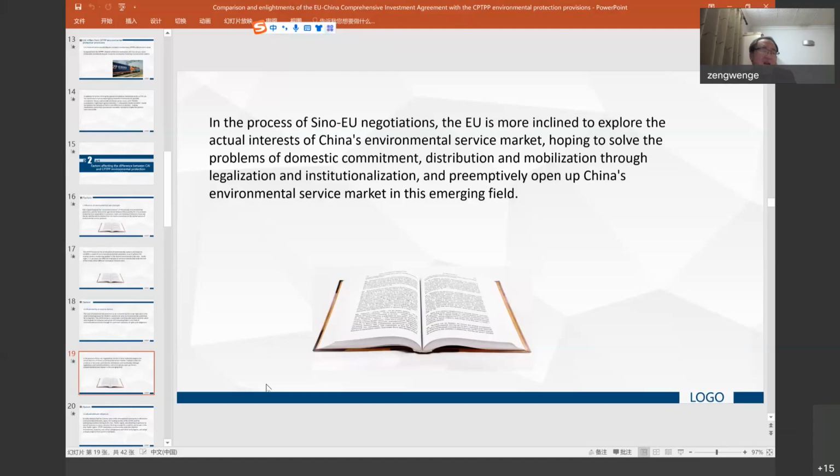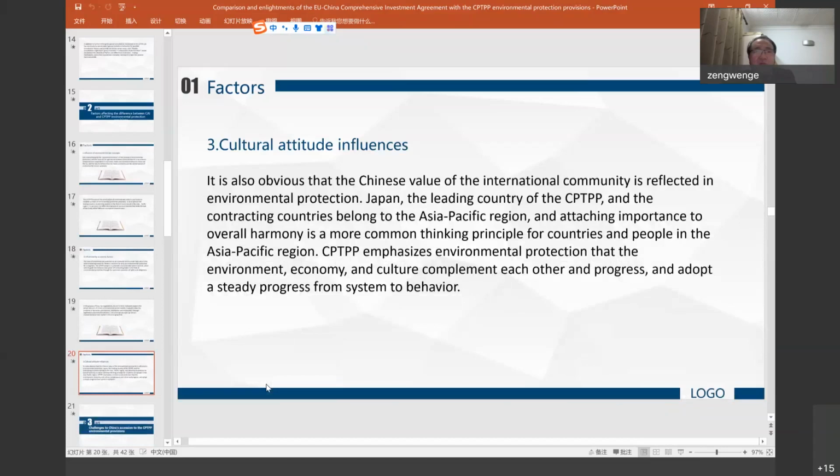China has some market access to the EU about the environmental industry.